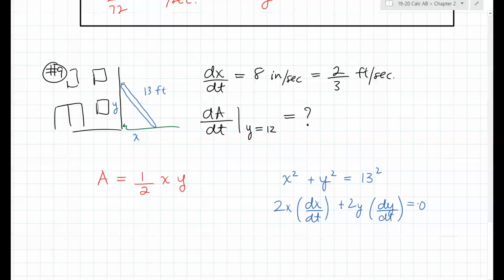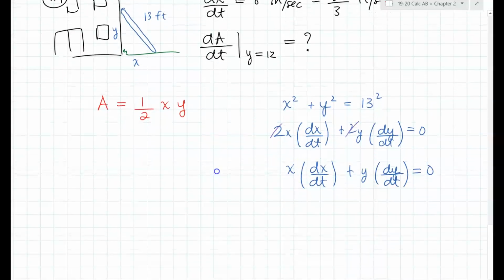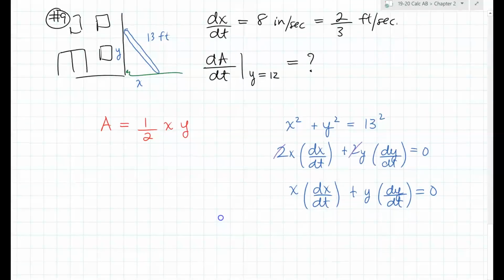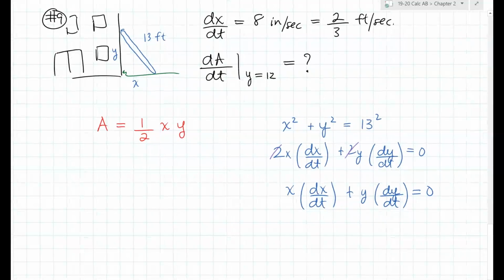If I cancel out those 2's by dividing everything out, I'll get x dx/dt plus y dy/dt equals 0. So it'd be really nice if I have a dx/dt that they give me. Why don't I get rid of my y's, replace them with a bunch of x stuff, and that way I can have variables that I know how to use.